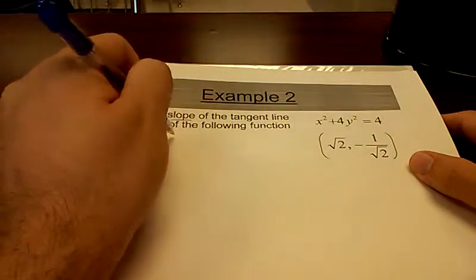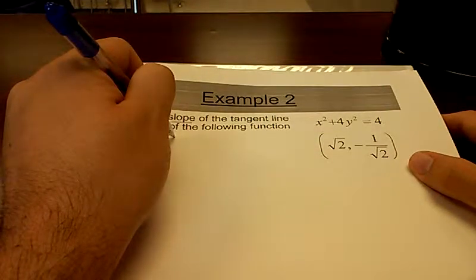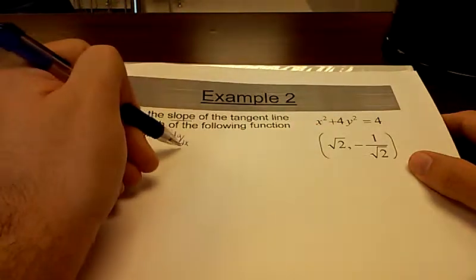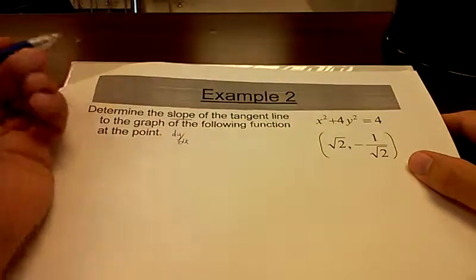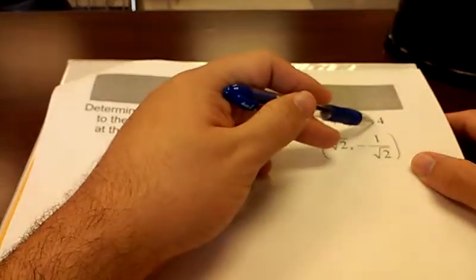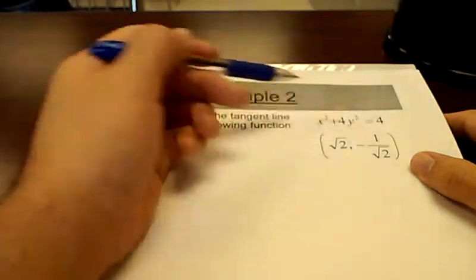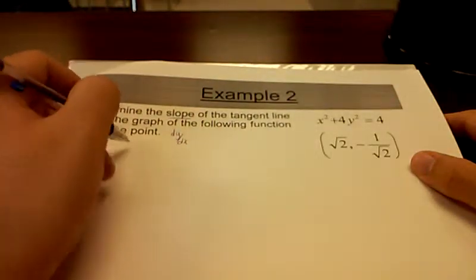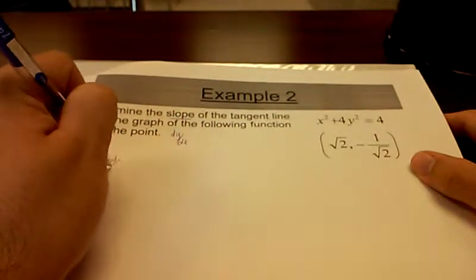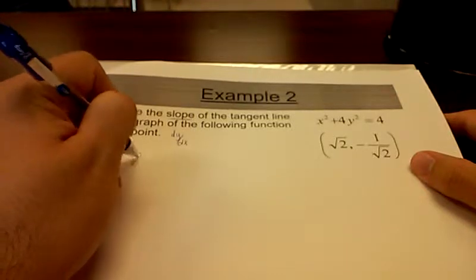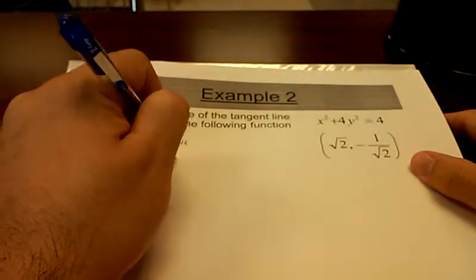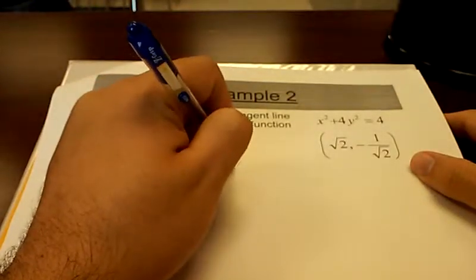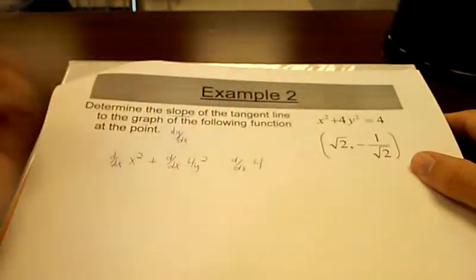The first thing I need to do is find the derivative, or dy/dx, the derivative of y with respect to x, of my function. Since this is not an explicit form, in other words, not solved for x or y, I'm going to have to do implicit differentiation. So, to do so, I'm going to take the derivative with respect to x of x squared plus the derivative with respect to x of 4y squared equals the derivative with respect to x of 4.